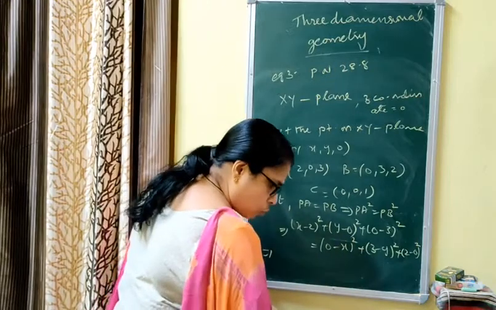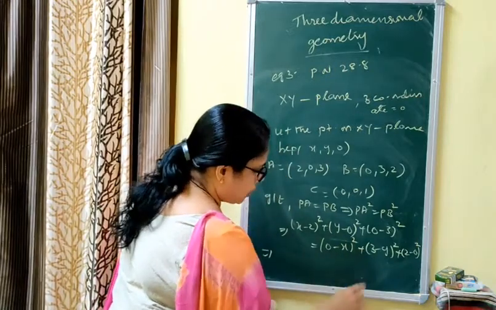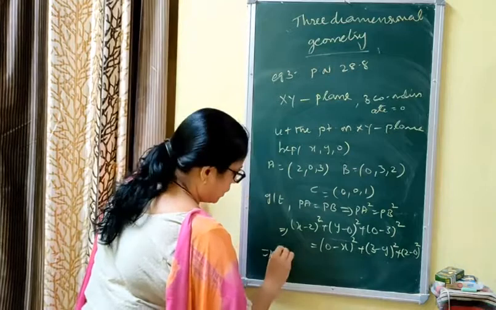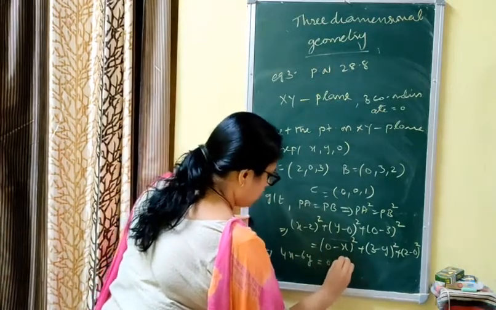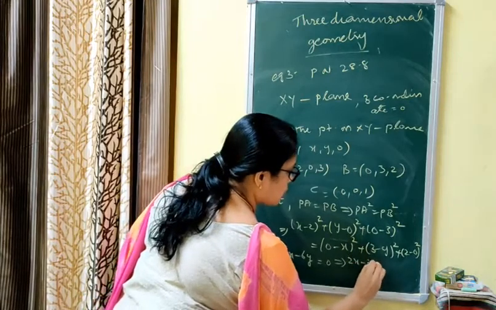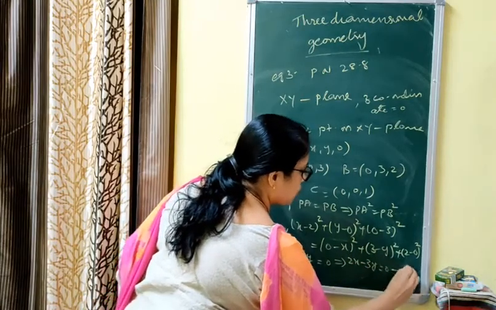I am not going to show you any step. I will write it directly. That is 4x minus 6y is equal to 0. On simplification, you will get 2x minus 3y is equal to 0. Let it be case number 1.